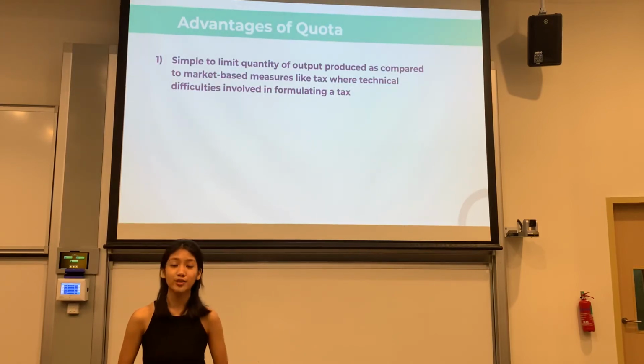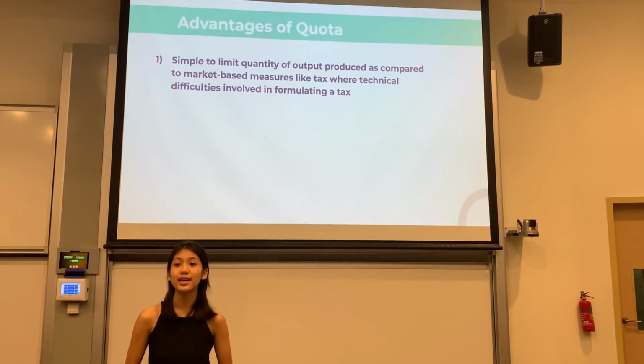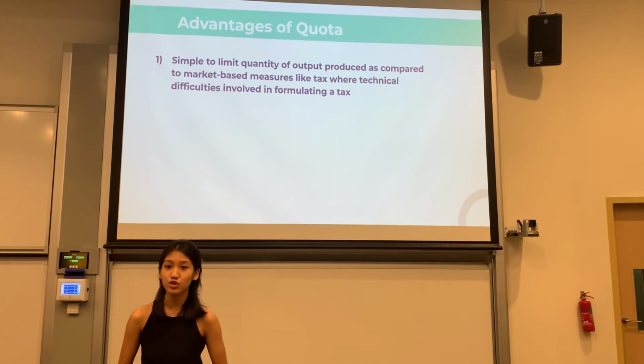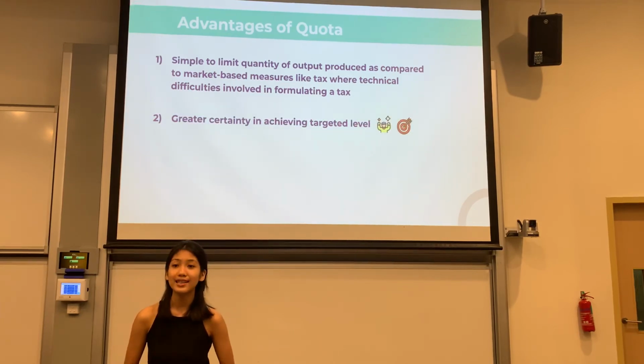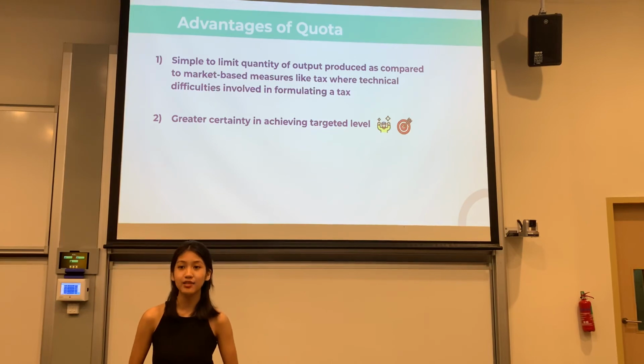The advantages of a production quota is that it's simpler to implement as compared to market-based measures like tax, where there are technical difficulties involved in formulating a tax. It is thus easier to impose regulations and limit the quantity produced. Secondly, there is greater certainty in achieving the targeted level as production will definitely be restricted to the socially optimal output.